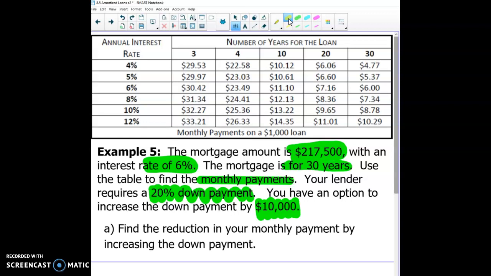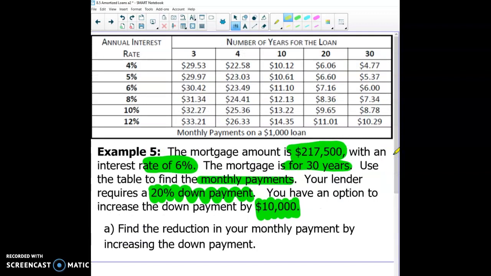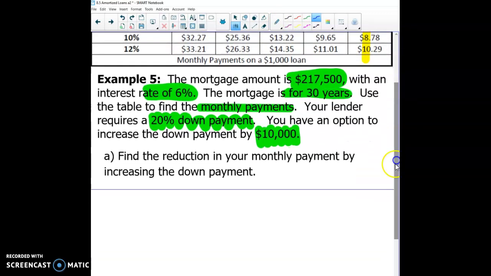So the first thing we've got to figure out is, I'm just going to come over here and highlight in my table. I'm at 6% and I'm at 30 years. Where do those two things cross at? $6. So that's the value I'm going to be using down here. So find the reduction in your monthly payments by increasing the down payment. So first off, I've got to find 20% of $217,500. So we're going to go times that in a calculator and go plug and chug.